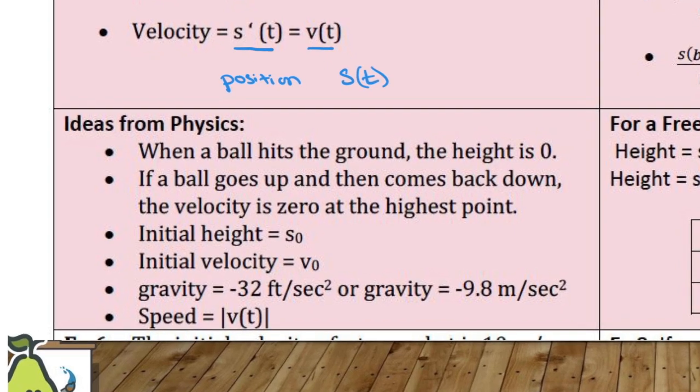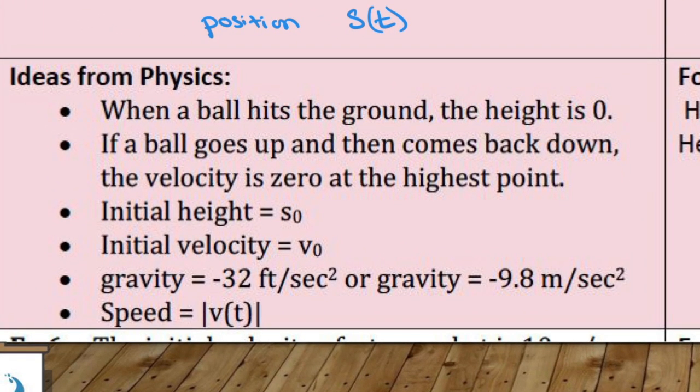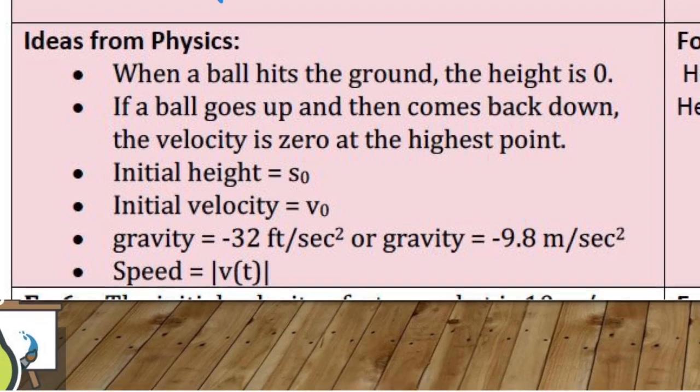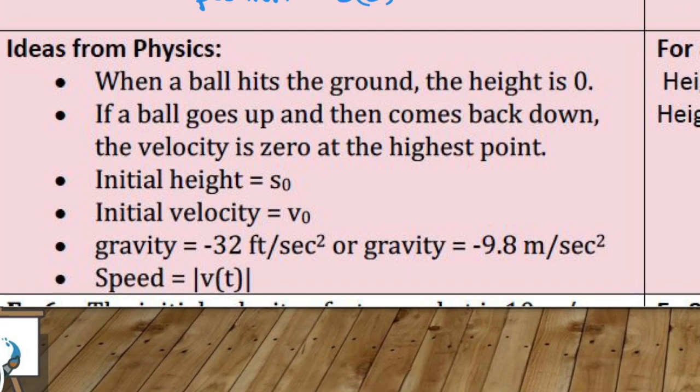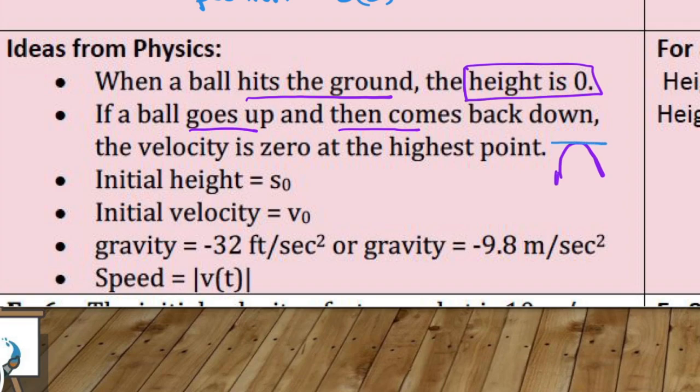Now it's time to think about some ideas from physics. And I wanted to go over basic concepts so that when you read the question, you can apply your mathematical ideas. When a ball hits the ground, that means that the height of the ball is considered 0. If the ball goes up and then comes back down, let's draw that. Ball goes up, ball comes back down. The velocity at the highest point, which is your derivative, is 0. And the reason for that is that your slope is 0 at the highest point.